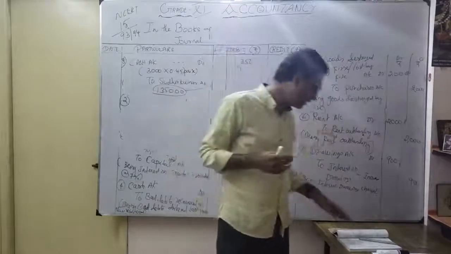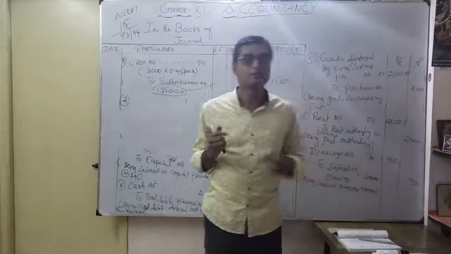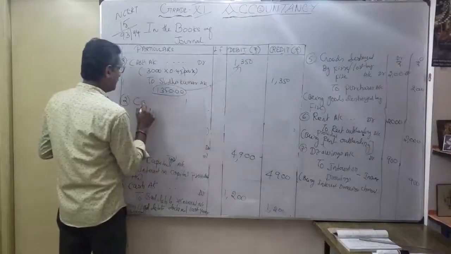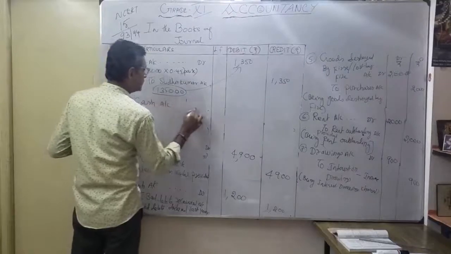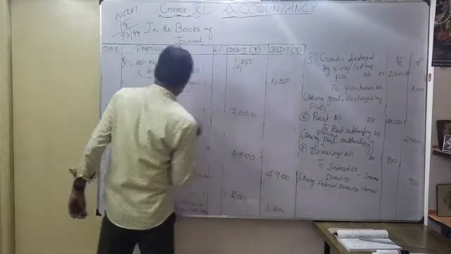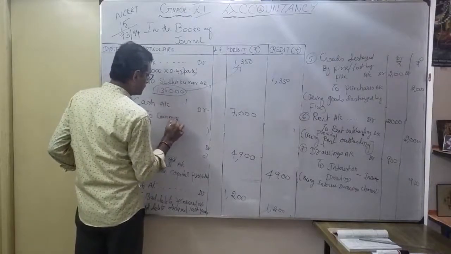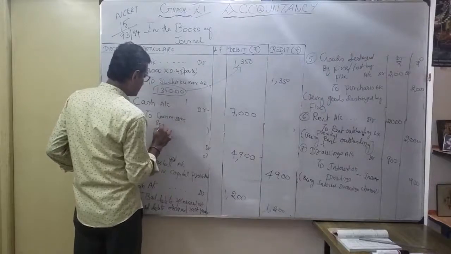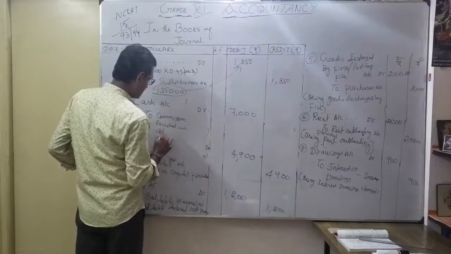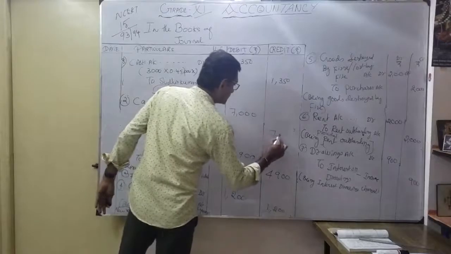What is the journal entry here? For that, what is the transaction? Commission received in advance 7,000. That means what? Received commission. So naturally, you received what? Cash account, debit. How much? 7,000. The credit is what? You want to show commission received in advance account. Okay, 7,000. You understand?